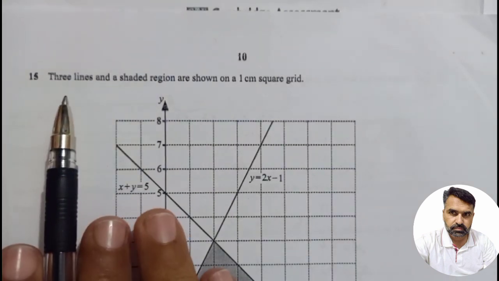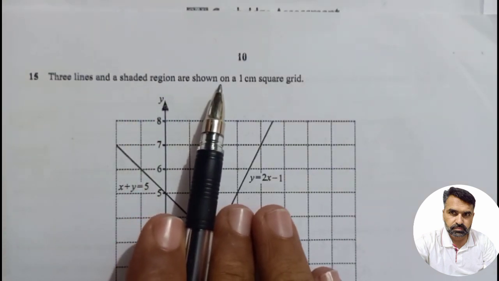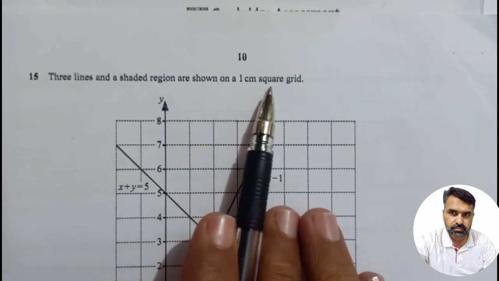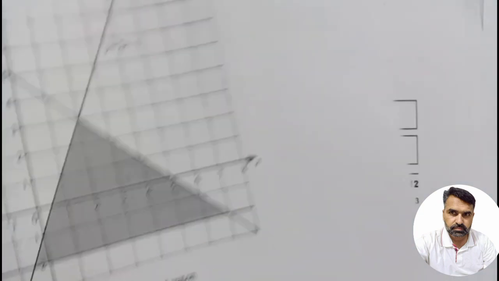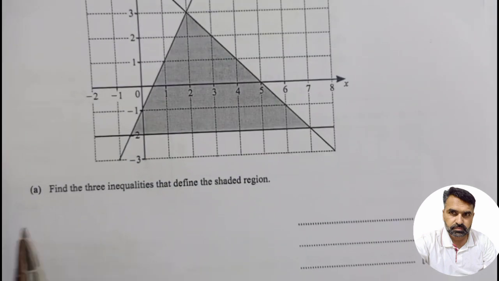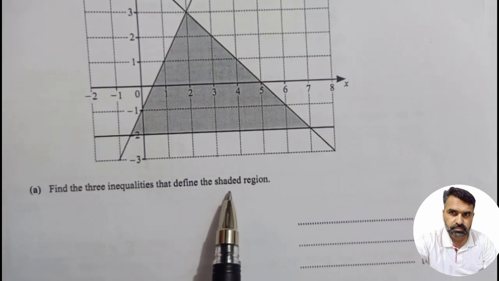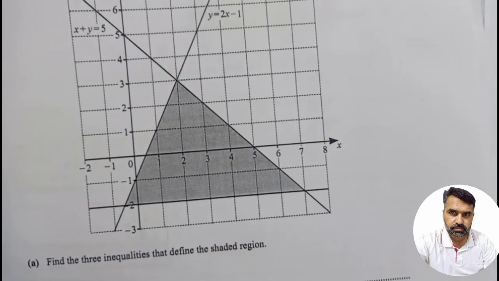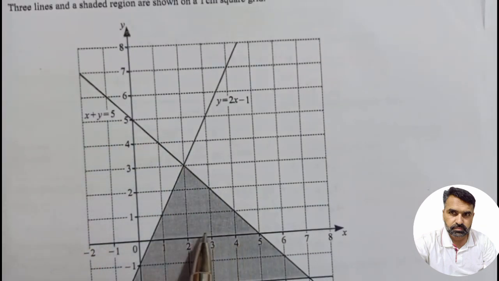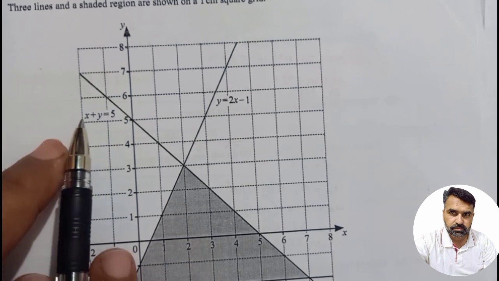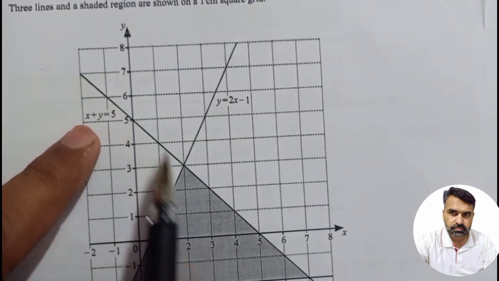15 is: three lines and a shaded region are shown on a 1 centimeter square grid, and in part A, find the three inequalities that define the shaded region. Now students, look at the lines that are drawn on this graph. First line is x plus y is equal to 5, and that is the line.